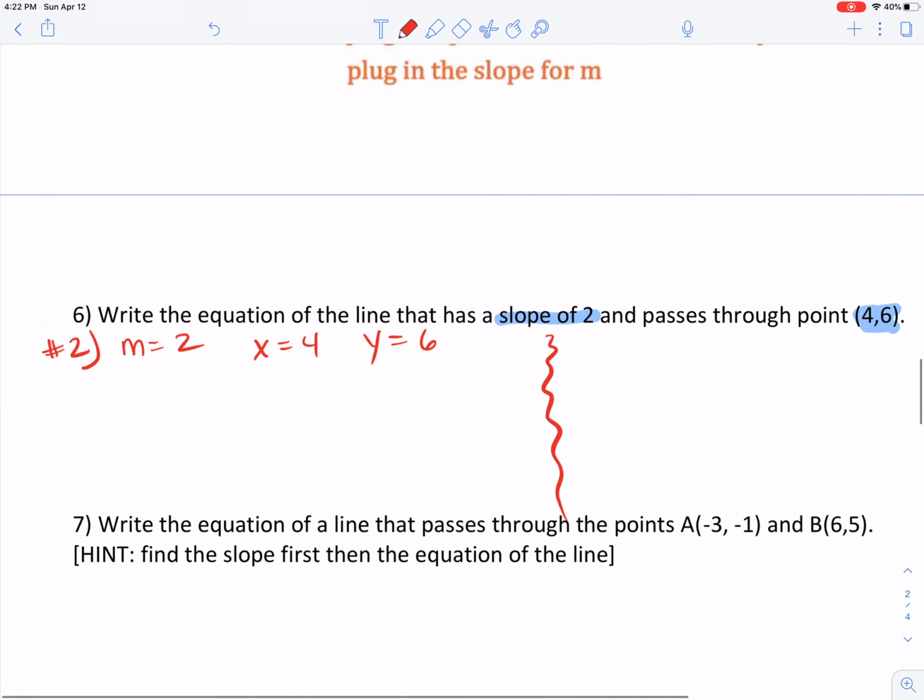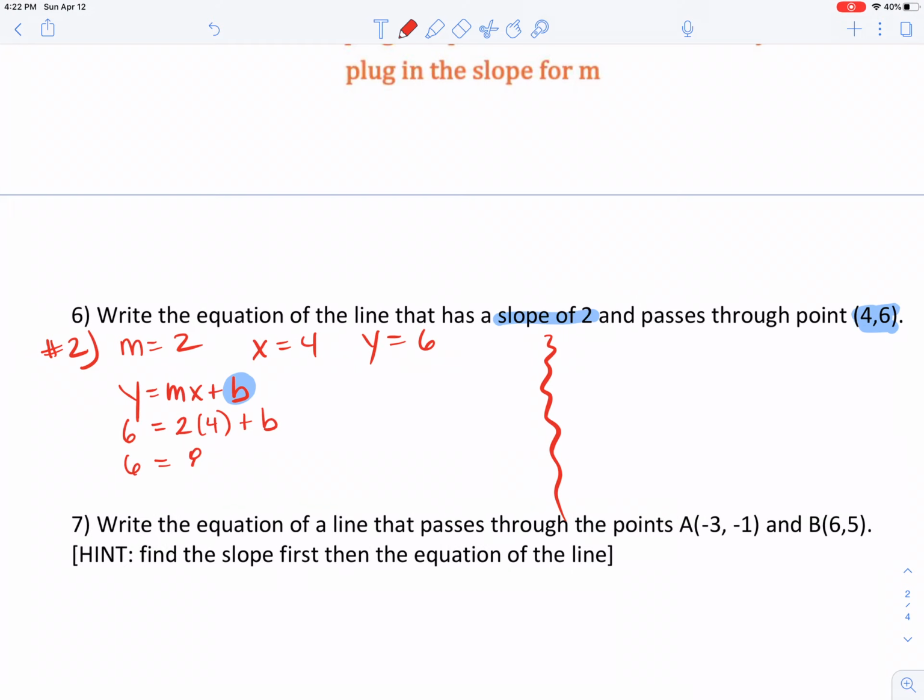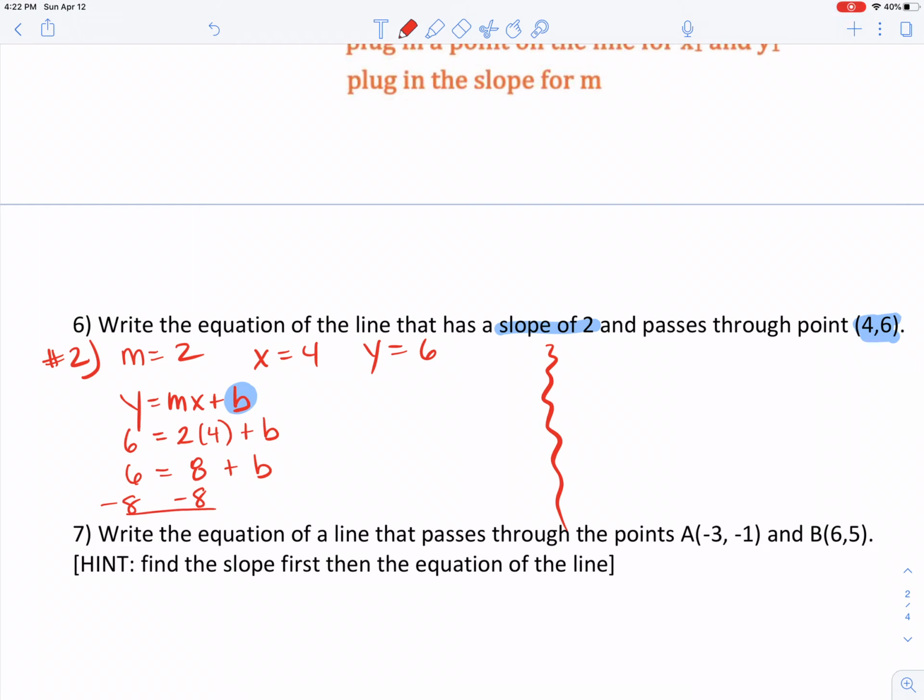So now using y equals mx plus b, I could plug in for every number except the one that we don't know, which is the y-intercept. So I could plug 6 in for the y, 2 in for the m, 4 in for the x, and leave the b as a variable. Simplify, multiply the 2 times 4, minus 8 on both sides. I get that negative 2 is equal to the b.